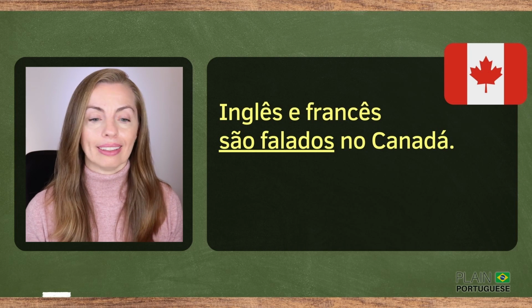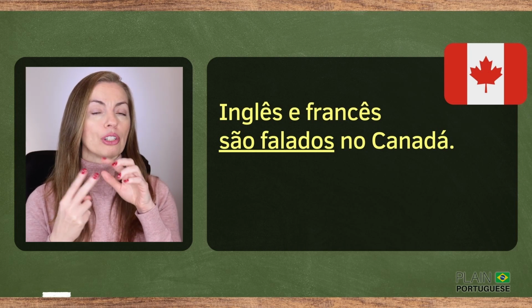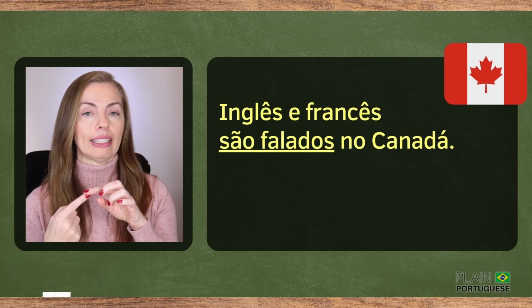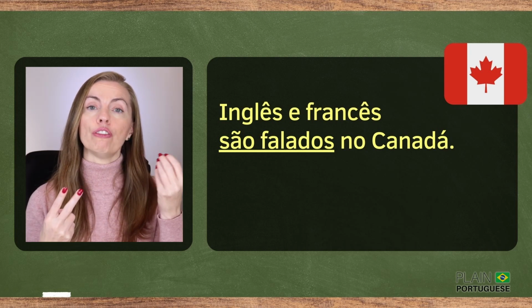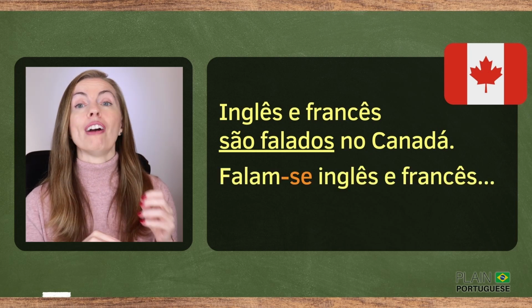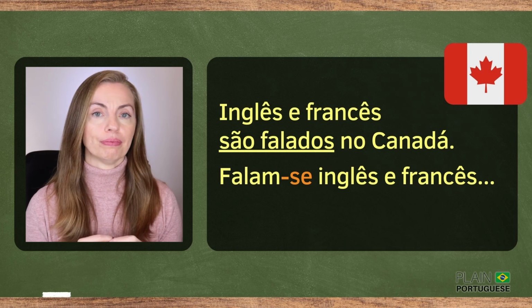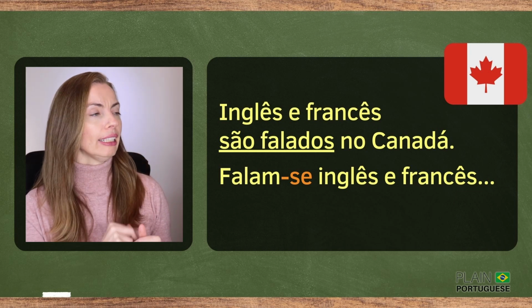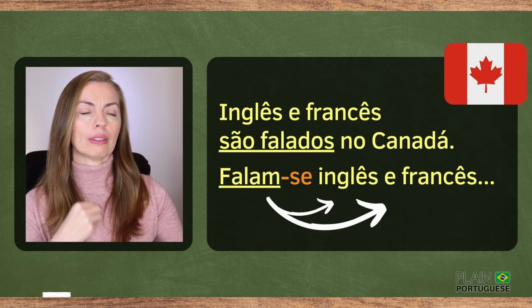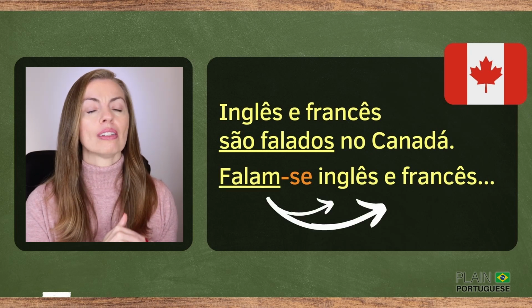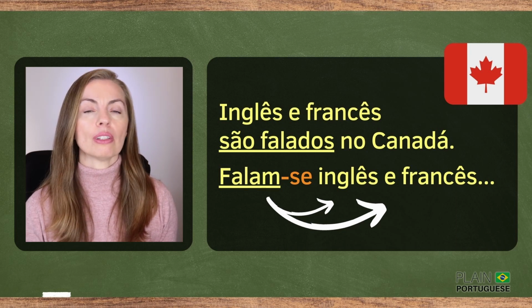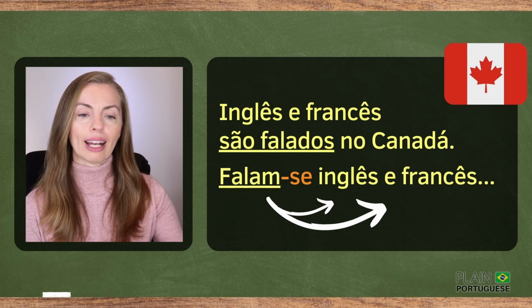Oh, and in Canada, now there are 2 languages, English and French, so, in the passive voice. Inglês e francês são falados no Canadá. Now, falam-se inglês e francês no Canadá. The verb must agree with the nouns in question. Falam-se inglês e francês no Canadá.